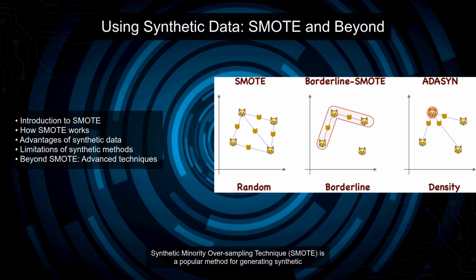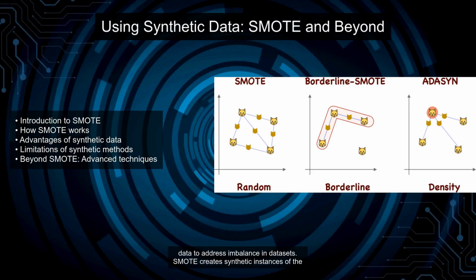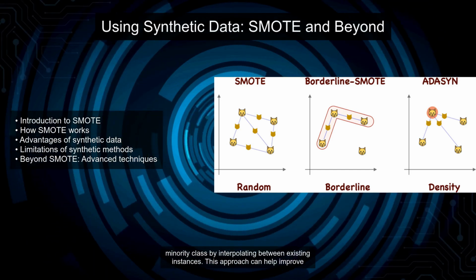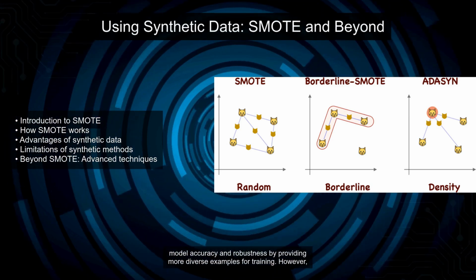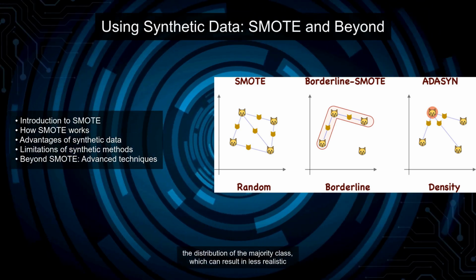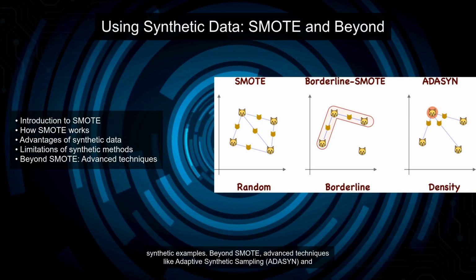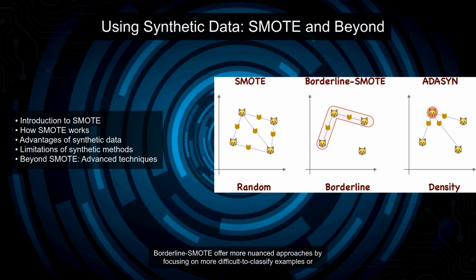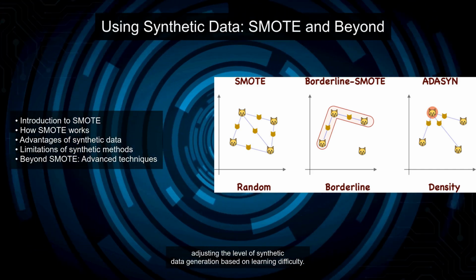Synthetic Minority Oversampling Technique, SMOTE, is a popular method for generating synthetic data to address imbalance in datasets. SMOTE creates synthetic instances of the minority class by interpolating between existing instances. This approach can help improve model accuracy and robustness by providing more diverse examples for training. However, SMOTE is not without limitations. It can introduce noise and doesn't consider the distribution of the majority class, which can result in less realistic synthetic examples. Beyond SMOTE, advanced techniques like Adaptive Synthetic Sampling, ADASYN, and Borderline-SMOTE offer more nuanced approaches by focusing on more difficult to classify examples or adjusting the level of synthetic data generation based on learning difficulty.